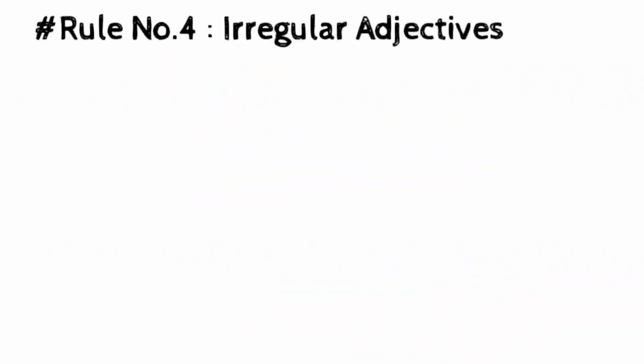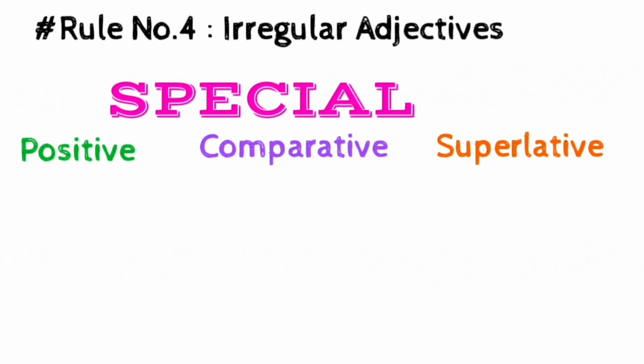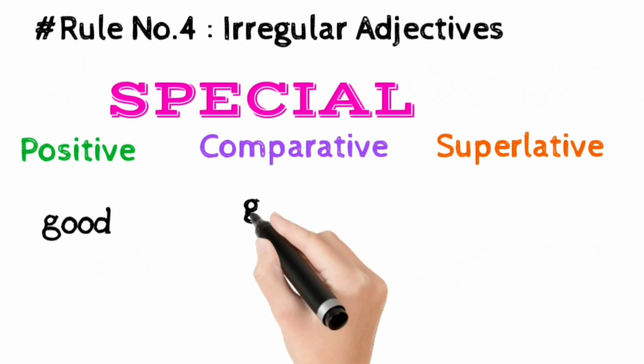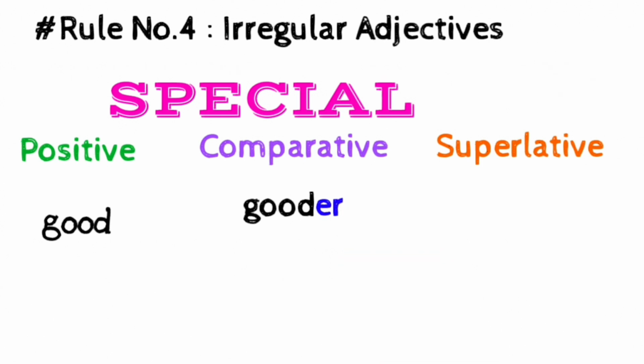Rule number 4. Irregular adjectives. Some adjectives are special. They don't have to use the rules that we have learned for comparative and superlative adjectives. Let's take a look at this example. Good. To form a comparative adjective for good, we do not use the rule ER. We also do not use more.